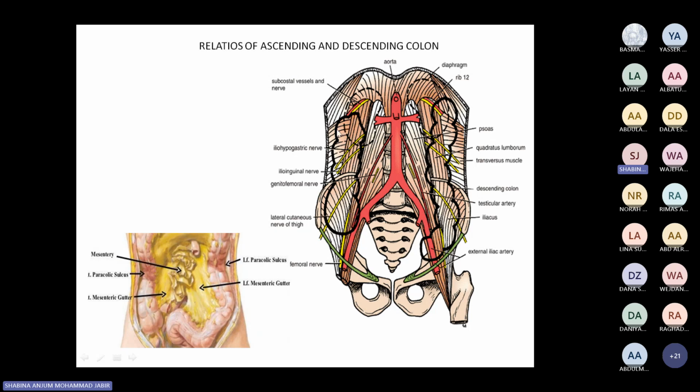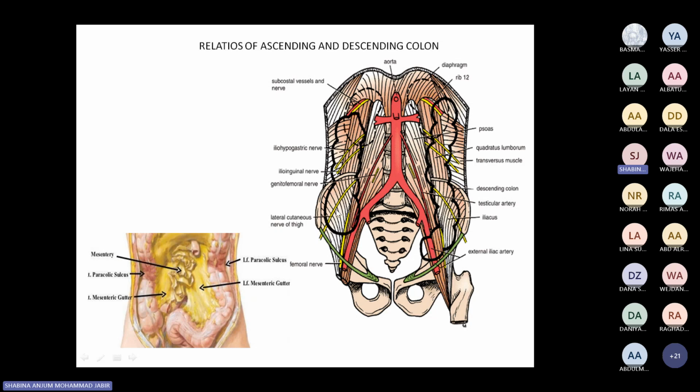This one is the transversus abdominis, right? This will be the psoas muscle, which will come here to insert on the femur. Here this is the quadratus lumborum. I'm just giving you a few orientations: quadratus lumborum, transversus abdominis, iliacus, and then psoas. And this is the area for the cecum.